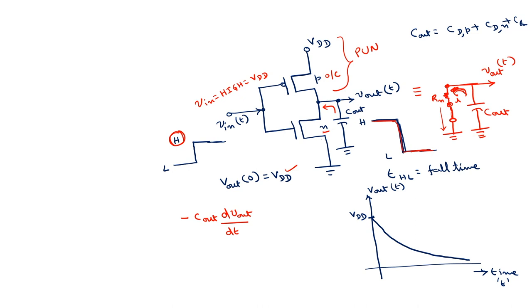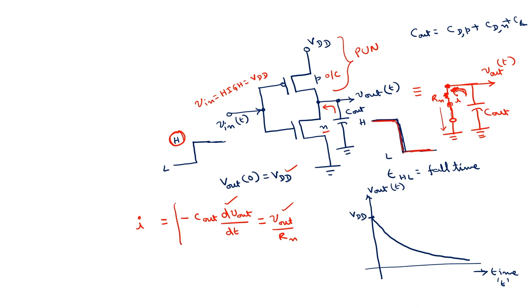So, what is the expression for this current? This is the voltage V out, this is resistance, V is equal to RI, so I is equal to V out divided by RN. This is the expression for I in terms of V and R, and the earlier one is the expression in terms of C.